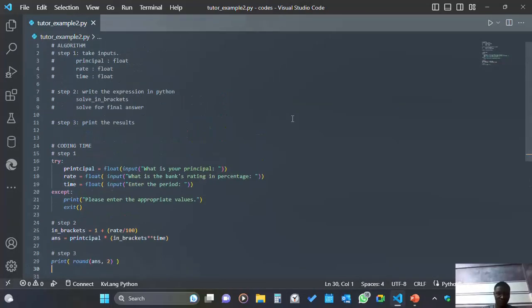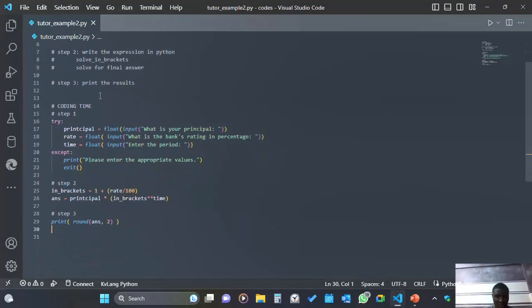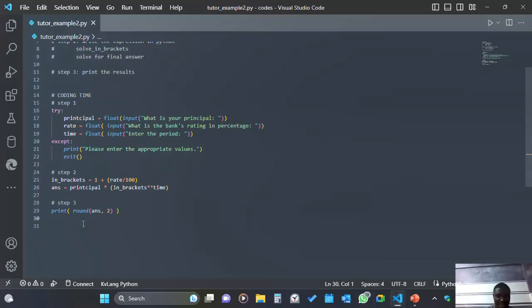So use this systematic approach. Think through your algorithm. Once you are done, before you start writing the codes, then use the debugging method to clear out all the errors within the code.